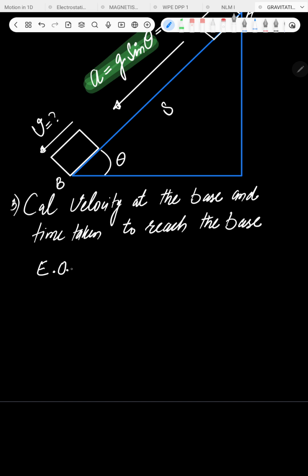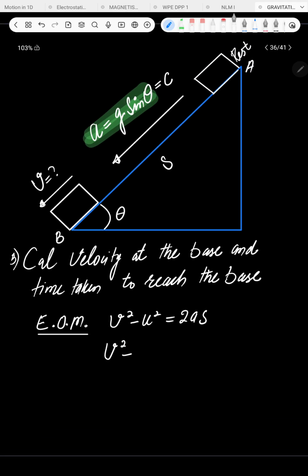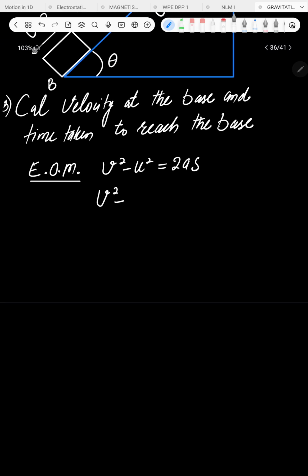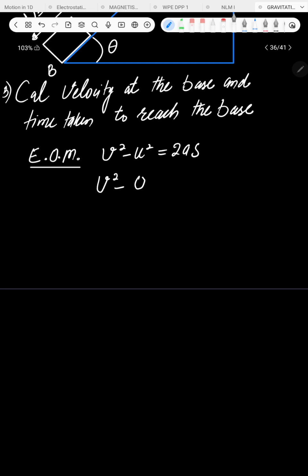And which equation will we use here? We will use the equation v squared minus u squared equals 2as, isn't it? We had to calculate the final velocity, so I am going to write down here v squared, and the initial velocity, see that this block starts from rest, so the initial velocity of this block is equal to 0.